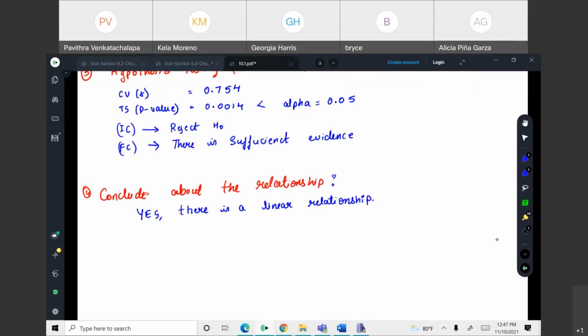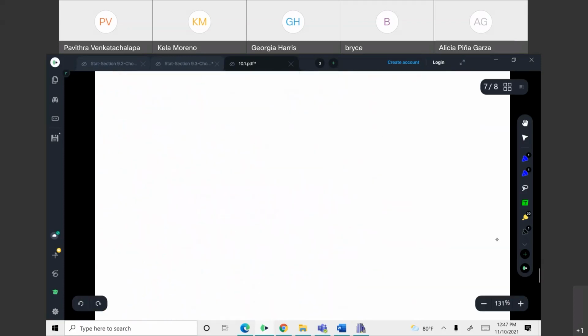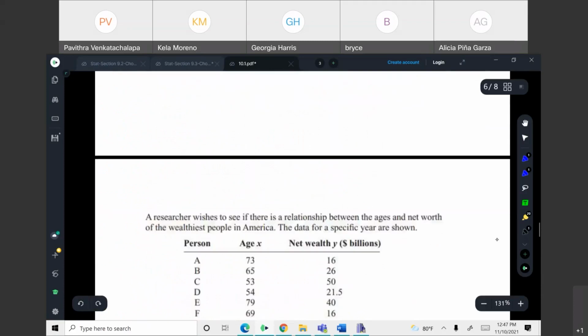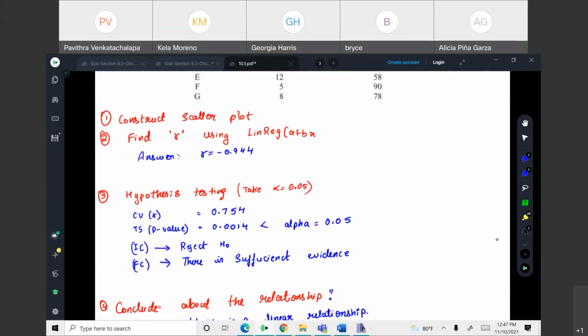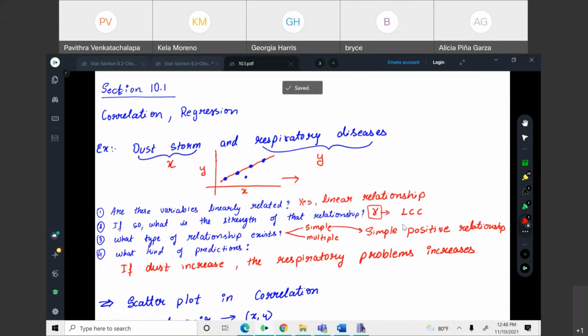So this is how you have to do the hypothesis testing. I have a couple of examples below. I'll post those notes in the blackboard; you can find them in the BO1 section. I want you to do these examples and practice as much as you can, because this is all about using the calculator.